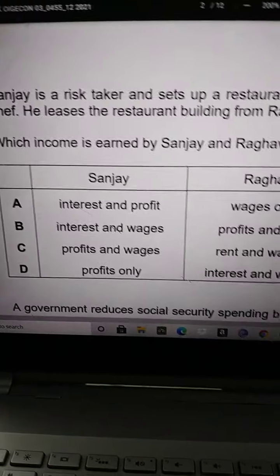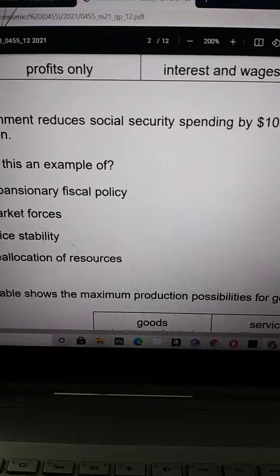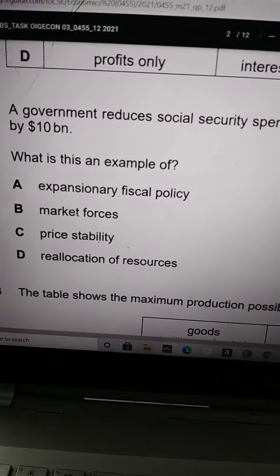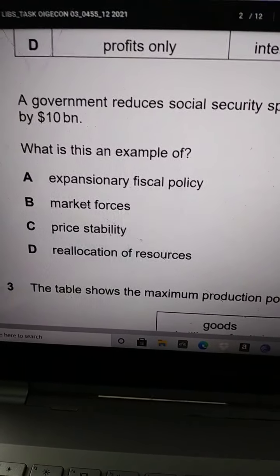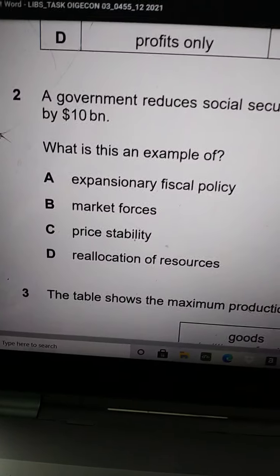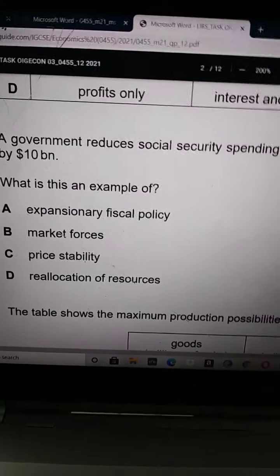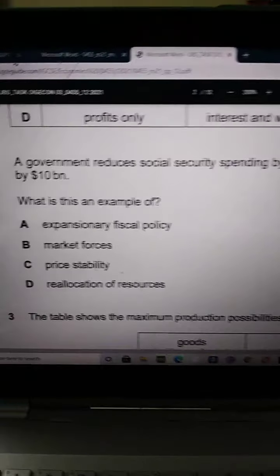You can always have a look at this paper also so that you can go through it and revise it. A government reduces social security spending by 10 billion in order to increase the defense spending by $10 billion. So basically the government is taking out money from one sector and spending on the other sector. So what is this an example of? Look at option D, reallocation of resources. So the government is basically reallocating, redistributing the resources, taking out the funds from one place and investing it in defense spending. Okay, question number 2, your answer.